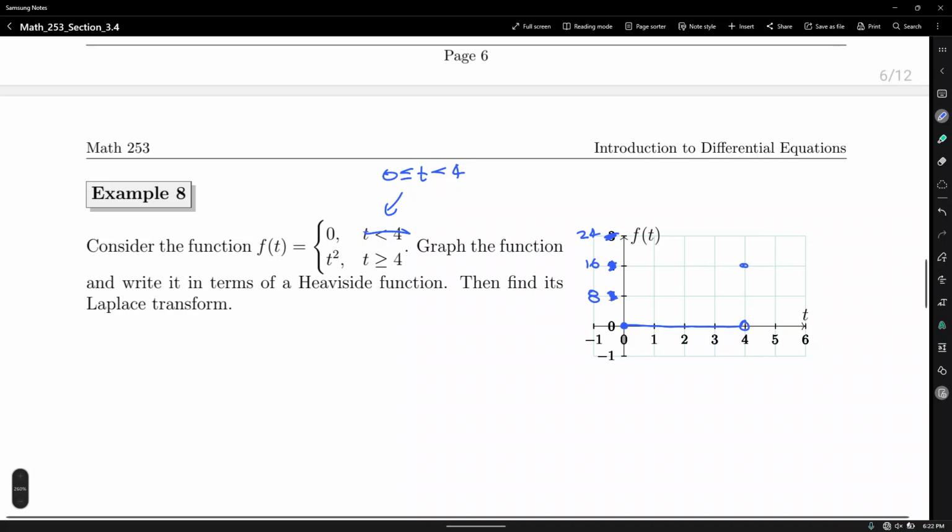So that's this point. And then I'm going to give it the shape of an opening up parabola. Okay, so what do we have? We have a signal with a switch at 4. What happens at 4? The 0 turns off, the quadratic turns on. Okay? With a little trick here.